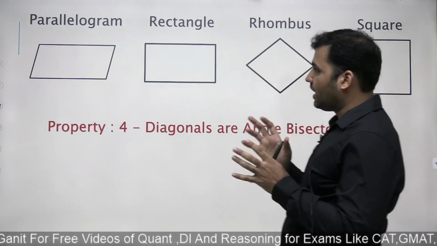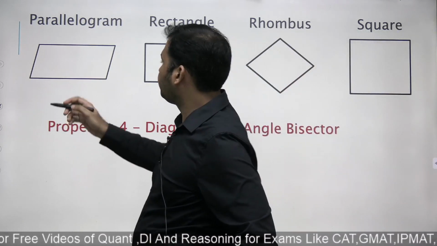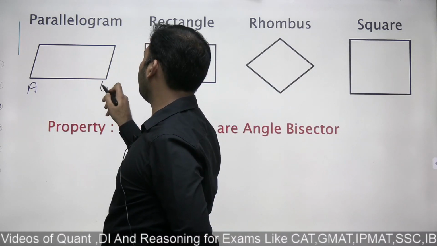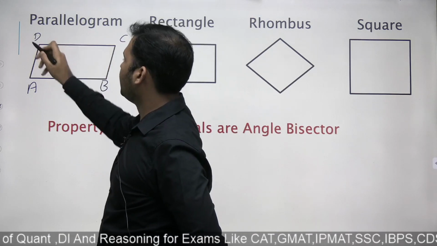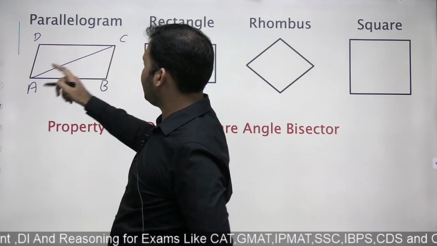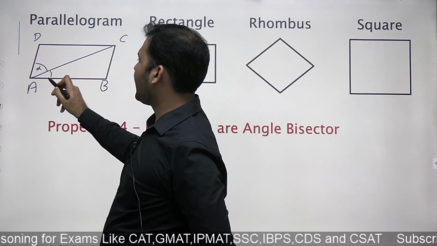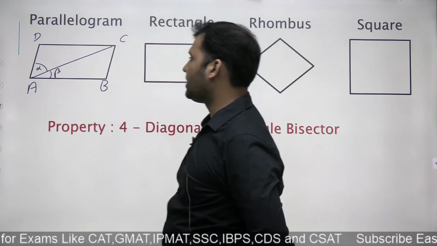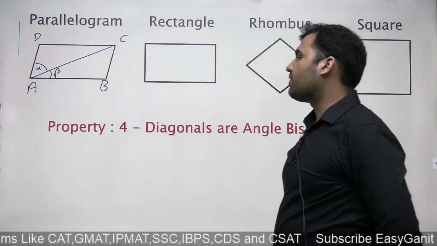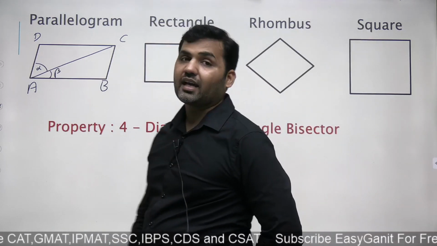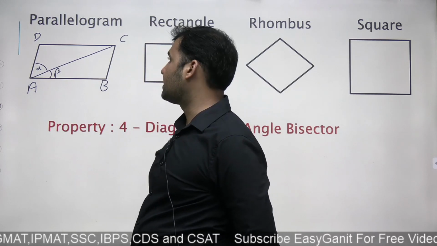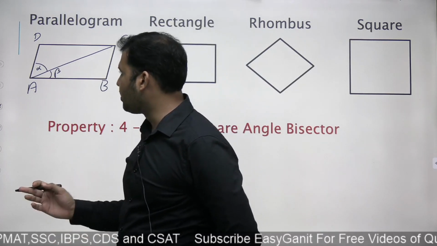Will the diagonals be angle bisectors? Let's see that. A, B, C, D. Let's draw the diagonals here. Is this angle the same as this angle? This is what I need to see. I need to prove that alpha is the same as beta, right? If I can prove that alpha is the same as beta, that means I'll be able to prove that diagonals are angle bisectors in the case of a parallelogram. Let's see that. Is it true or not?